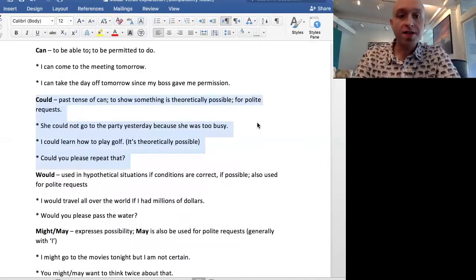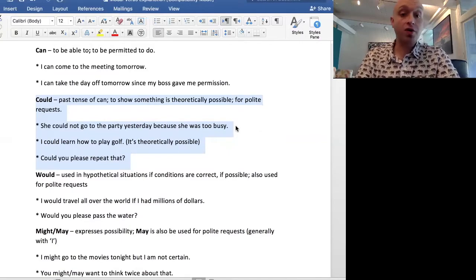All right, now let's talk about could. Could is the past tense of can. That's one of its uses, is the past tense of can. Another usage is to show that something is theoretically possible. And finally, it's used for polite requests. So let's take a look at an example of each one.